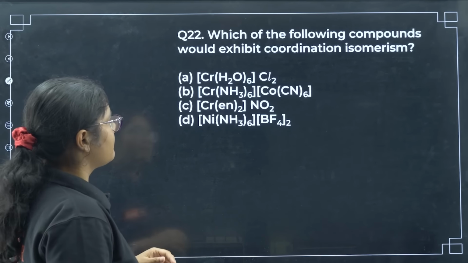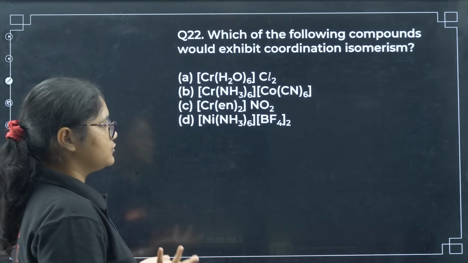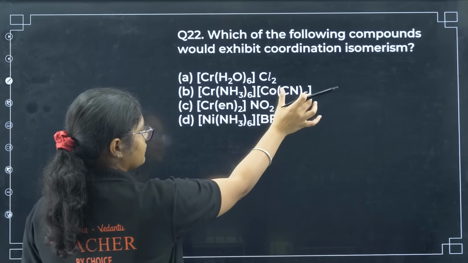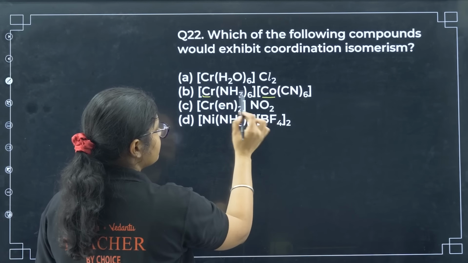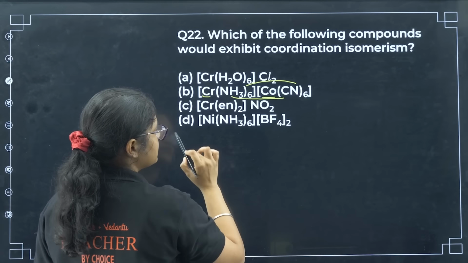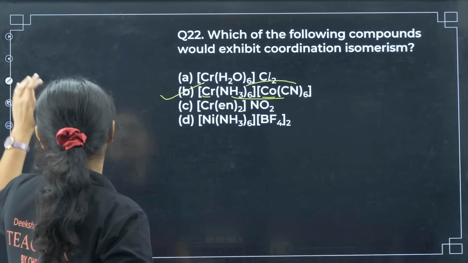Which of the following compounds would exhibit coordination isomerism? Coordination isomerism, for that you need to have two complexes, right? So this is one complex, this is one complex, the ligands can be exchanged here, so option number B here.